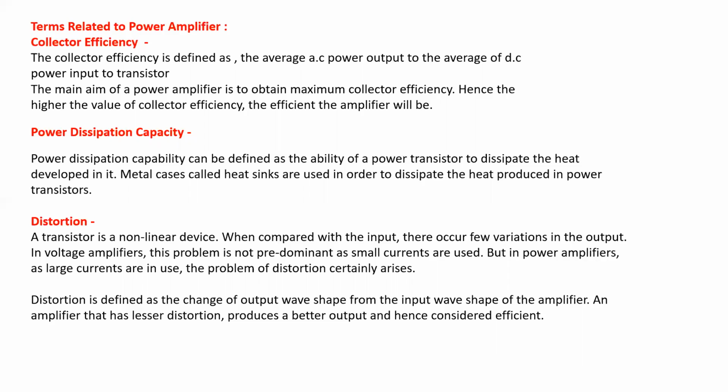The second term related to power amplifiers is power dissipation capacity, defined as the ability of a power transistor to dissipate the heat developed in it. The metal cases called heat sinks are used in order to dissipate the heat produced in power transistors.